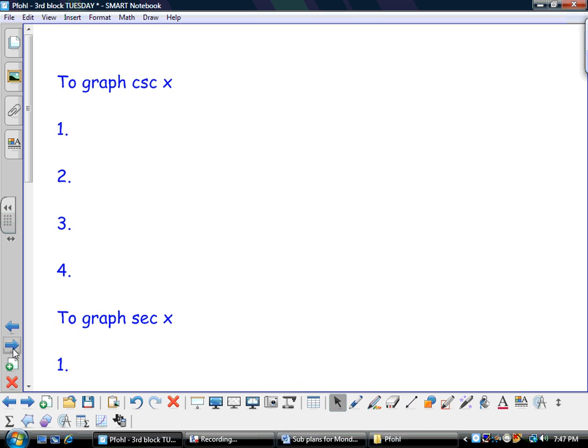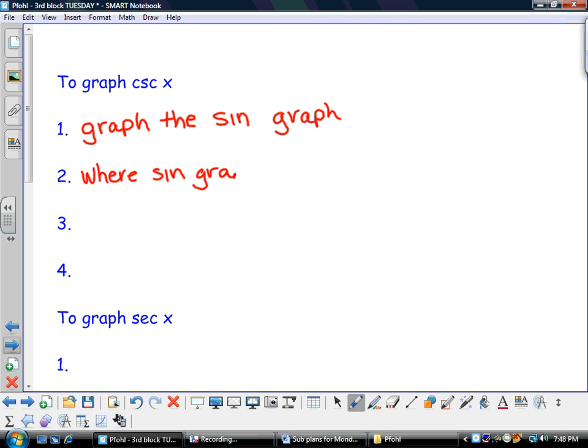So if we ever want to graph a cosecant graph, the first thing we're going to do is graph the sine graph that would go with it. We're just going to change cosecant to sine in the equation and graph it as if it were a sine graph. Then, where the sine graph crosses the midline, we are going to draw our asymptotes.